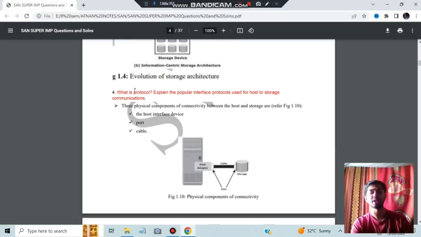Okay, then we have: what is a protocol? Protocol means rules to be followed. Explain the protocol interface, the popular interface protocols used for host to storage communications. So this is a diagram, and the host is present here, host adapter. This is the cable, this is the storage. So host interface is one of the three physical components of connectivity. Inside connectivity this comes, and inside those we have the first one, which is the host interface device.